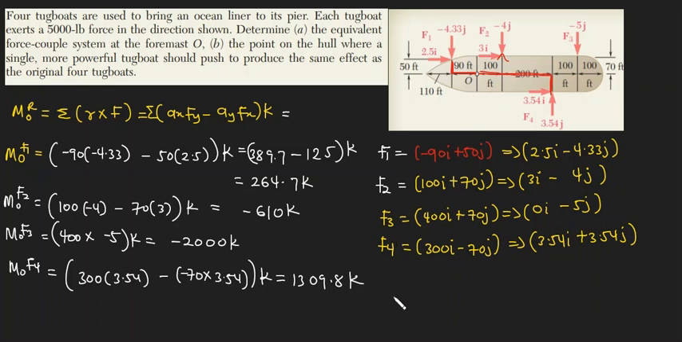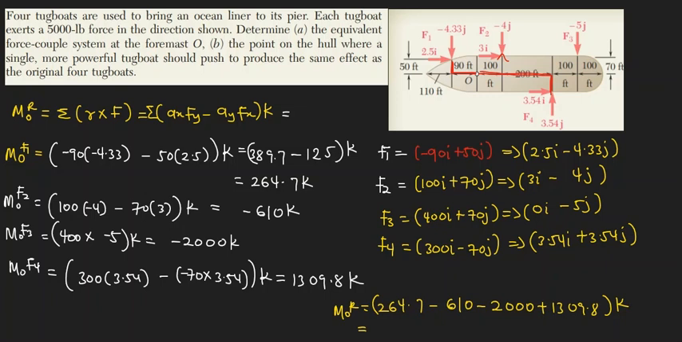So we're going to have the total moment of the couples to be equal to 264.7 minus 610 minus 2000 plus 1309.8, all multiplied by k. So let's see what you are going to get as our answer. Let's sum everything up and see what you are going to get.